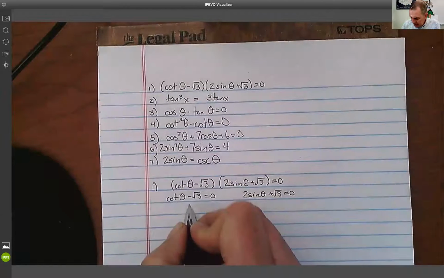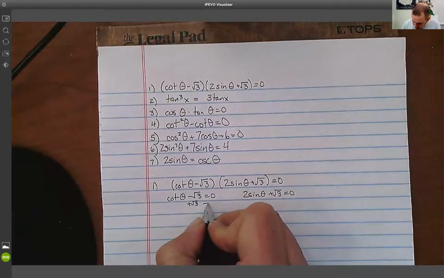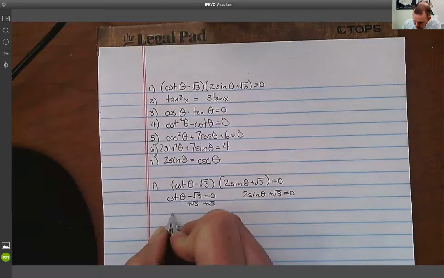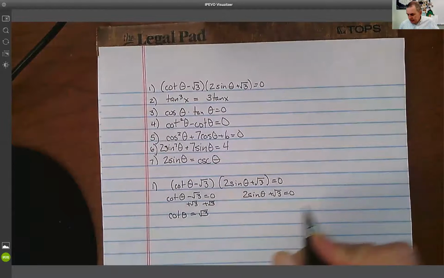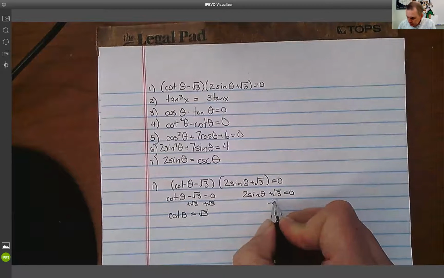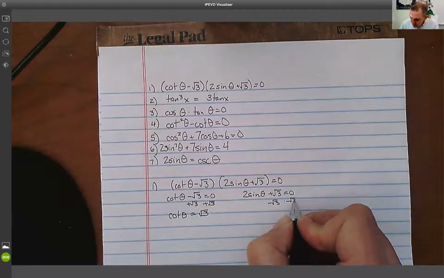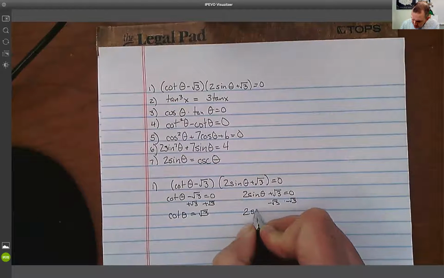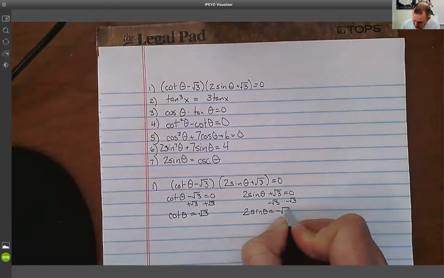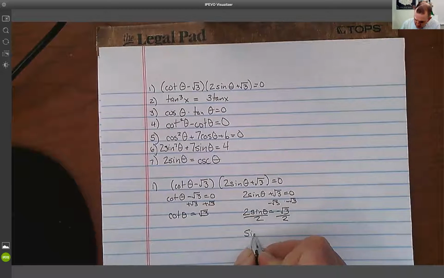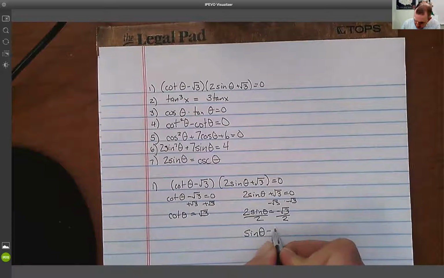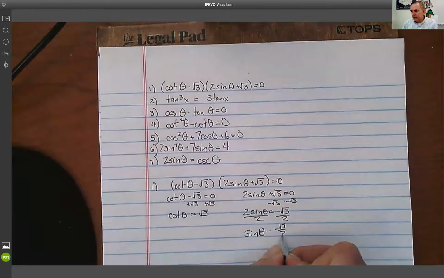In this case, I'm going to add root 3 to both sides. So this is going to give me that cotangent theta equals root 3. And for the other piece, subtracting root 3, 2 sine theta equals negative root 3, divide by 2, divide by 2. Sine theta is going to equal negative root 3 over 2. So I got these two equations.